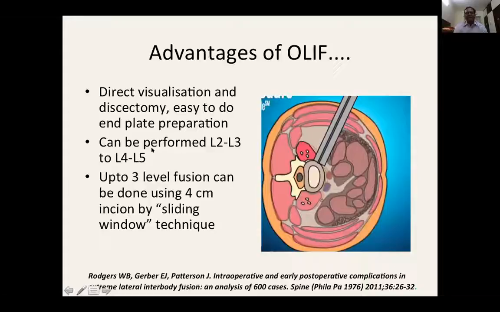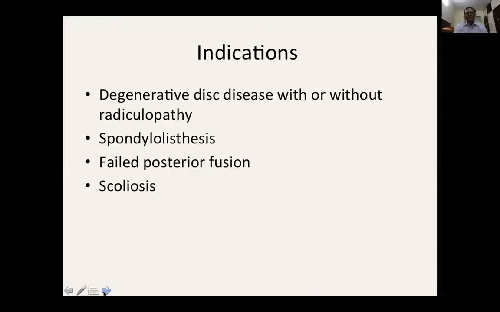The indications are very limited, like degenerative disc disease, spondylolisthesis of grade 1 and 2, or a failed posterior fusion. When there's a failed posterior fusion, doing a TLIF again from the back is difficult because the anatomy is lost. Or scoliosis. I'll give an example of this. This is a failed posterior fusion.